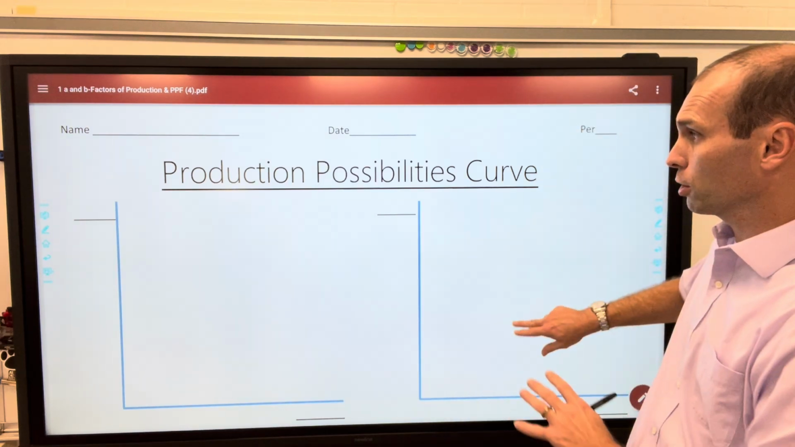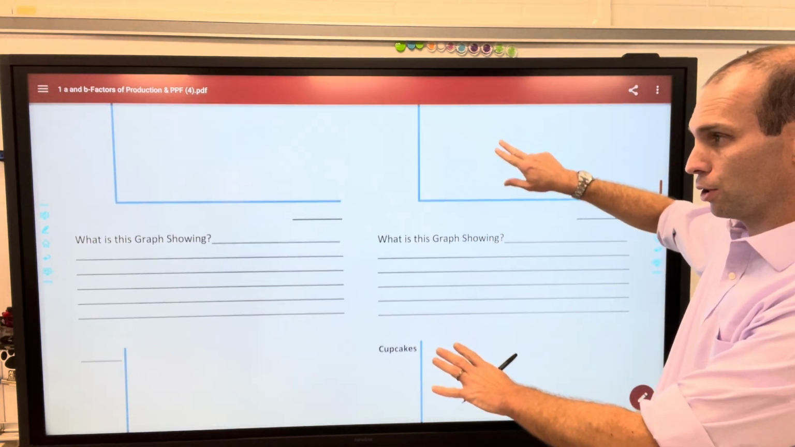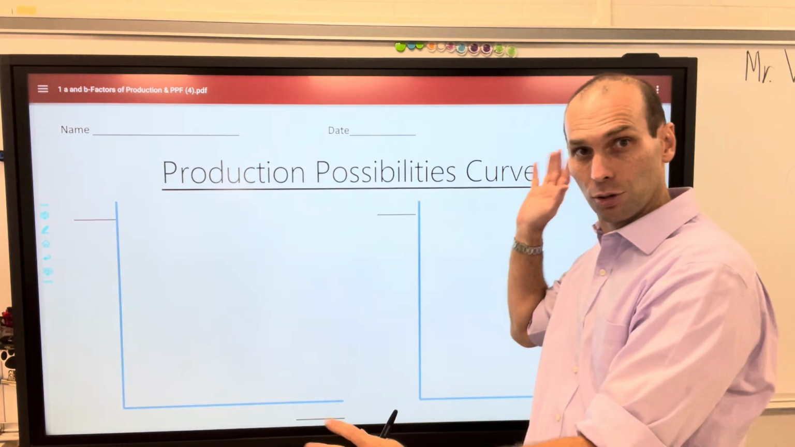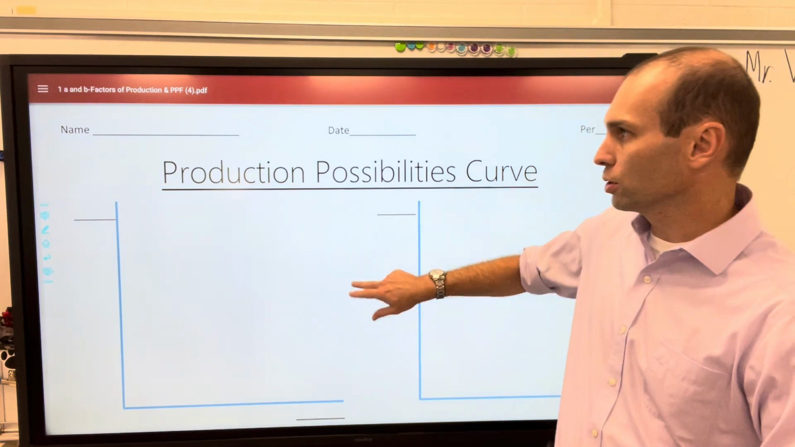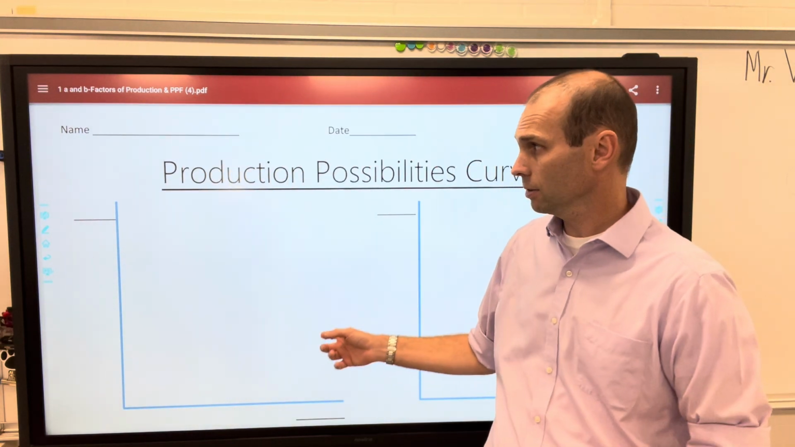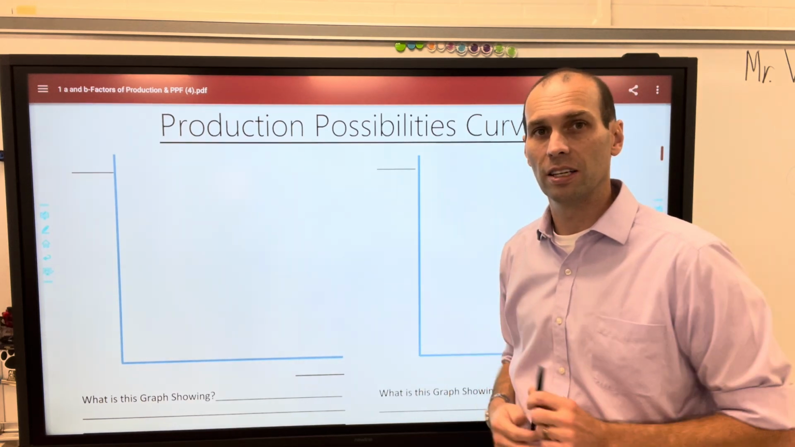So you should have your worksheet about your production possibilities curve right here. You should have 4 graphs. Now mine are zoomed in because I got the big screen, but follow along on yours and we'll kind of go from side to side. Make sure you have your name, date, period already filled out. And we'll start on this graph here.